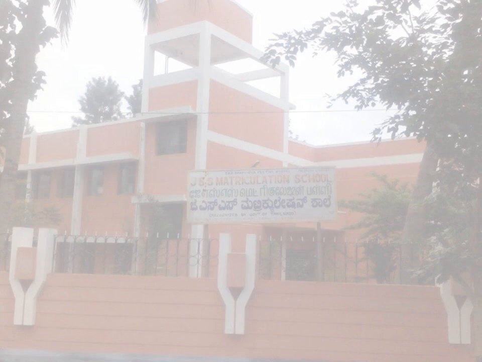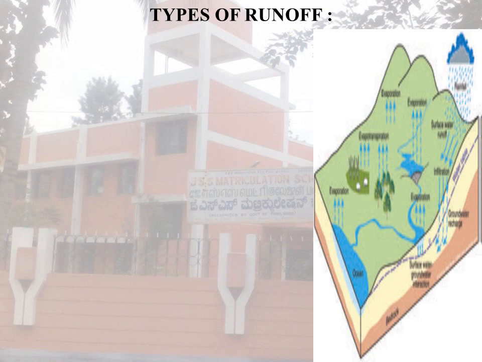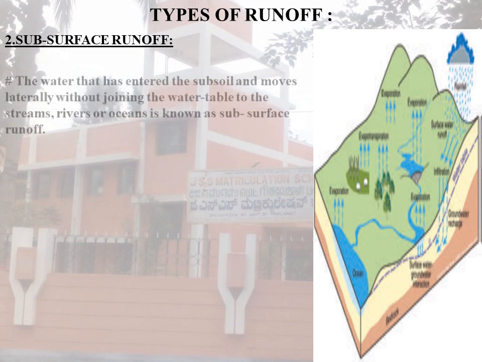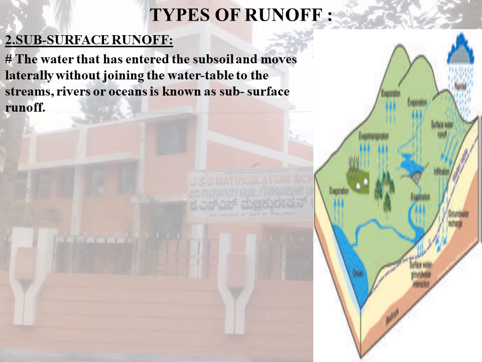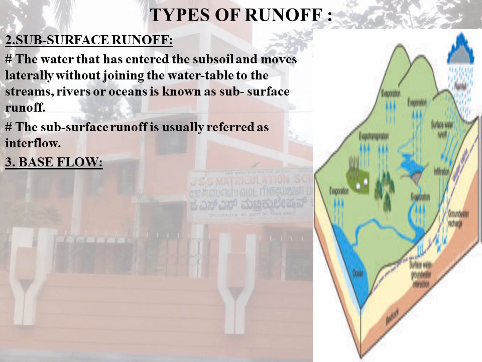The next type of runoff is subsurface runoff. The water that has entered the subsoil and moves laterally without joining the water table to the streams, rivers or oceans is known as subsurface runoff. The subsurface runoff is usually referred to as interflow.